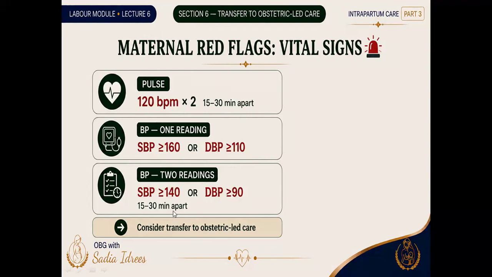So here is an exam question or SBA memory trick: severe BP, 160 by 110, one reading; or hypertension, 140 by 90, two readings 15 to 30 minutes apart. These are exactly the kind of small numerical distinctions that could turn an apparently easy SBA into a trap.